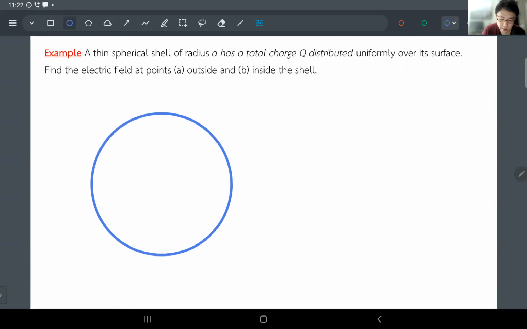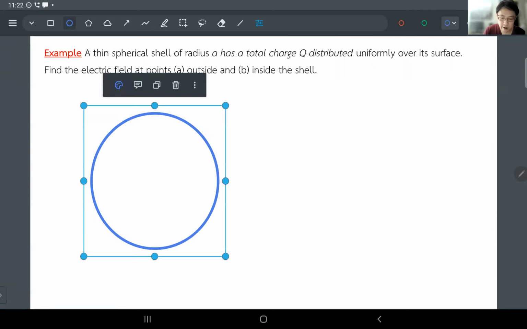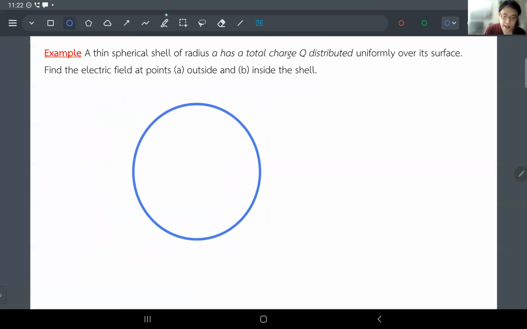So this is, okay, let me draw like a huge one here. All right, so this is a shell. And we know that there is a total amount of charge Q distributed uniformly across it. So let's start from the outside first, shall we? Because it seems to be easy enough for you to do.